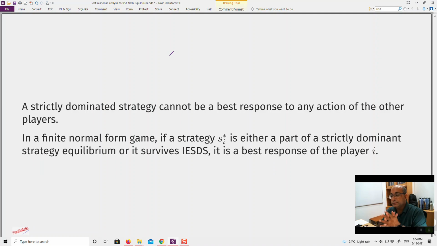So I guess that now it should be somewhat clearer to you what the best response is and how we find Nash equilibrium in a matrix game using the best response analysis. In the next lecture, we will be covering how we use the best response analysis in a game where we have a continuum of actions.